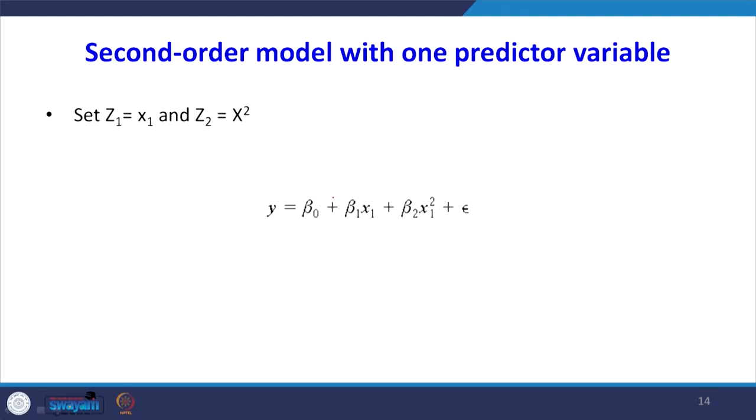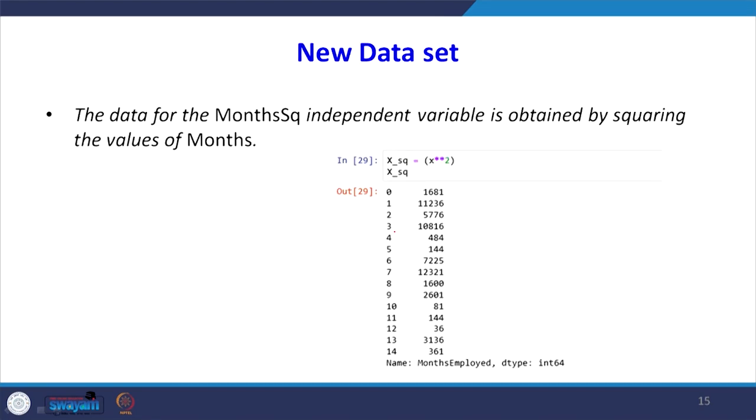Z1 is x1, no problem. For Z2, I am going to square that x value. So, this squared value, x1 square, is taken as a new independent variable. Previously only x1 was there. So, the square of x1 is a new independent variable. This is a general linear model, where the independent variables have some nonlinear pattern, that is x1 square.